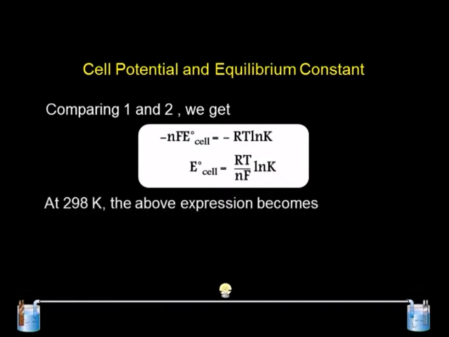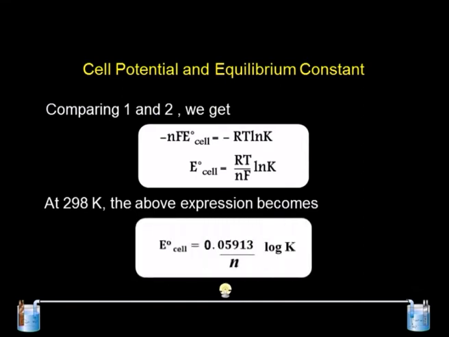At 298 K, the above expression becomes E zero cell is equal to 0.05913 by n log K. We have converted the natural log to base 10 in the second expression.